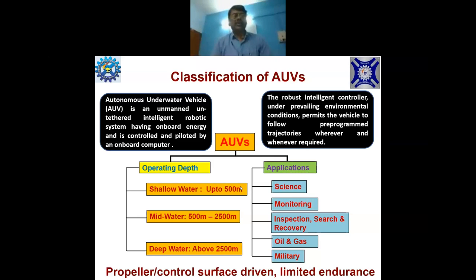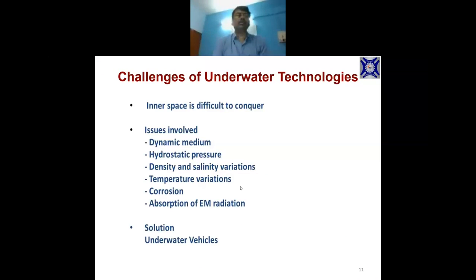So depending on the operating depth, we can categorize AUVs into shallow water, that is up to 500 meter depth, mid water, that means 500 to 2500 meter depth, and deep water, that is above 2500 meter depth. And applications are in science, monitoring, inspection, search and recovery, oil and gas, and military applications. So these are normally propeller or control surface driven, and these have limited endurance.